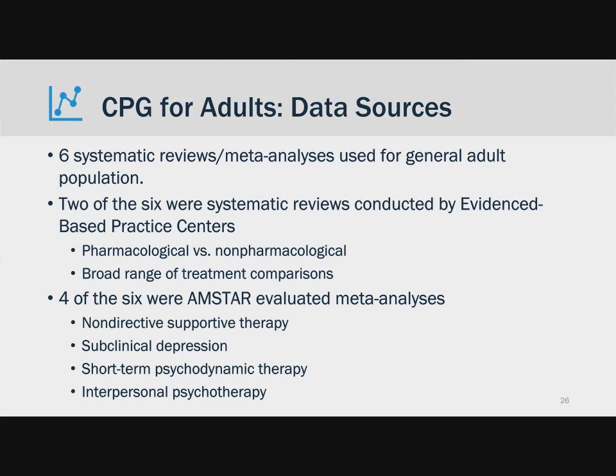The data sources for the CPG for adults focused on 6 systematic reviews and meta-analyses, and 2 of the 6 were systematic reviews conducted by evidence-based practice centers and focused on both pharmacological versus non-pharmacological treatments, and a very broad range of treatment comparisons. That borrowed from the Department of Veterans Affairs Clinical Practice Guidelines for the treatment of depression. 6 of these reviews were AMSTAR evaluated. For those of you who are unfamiliar with AMSTAR, this is an evaluation or grading system with regard to the quality of a meta-analysis.